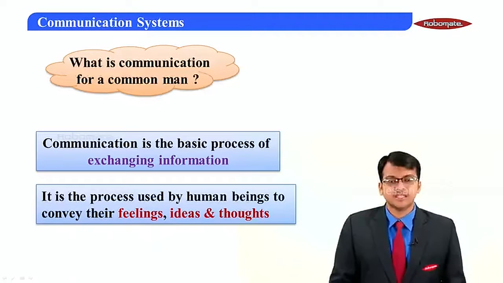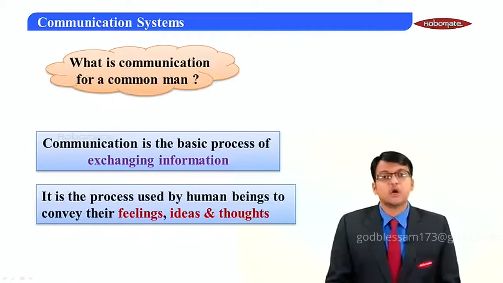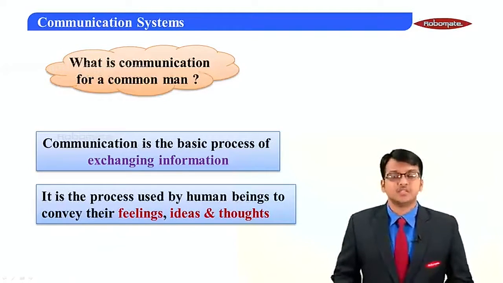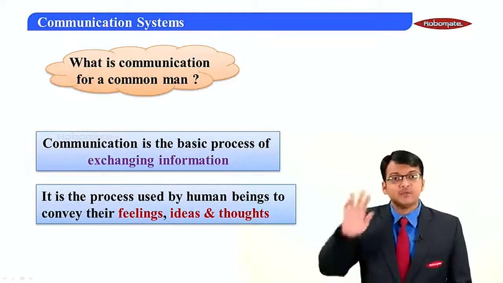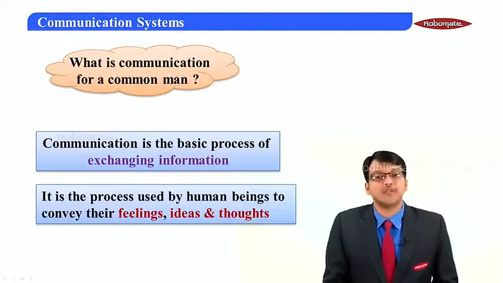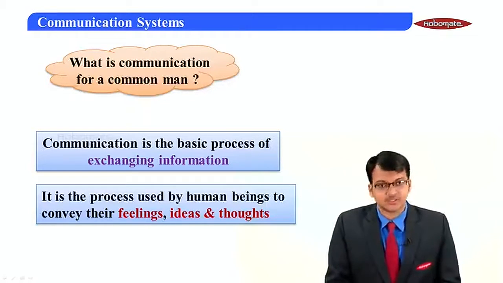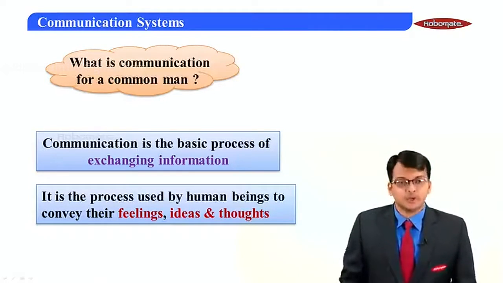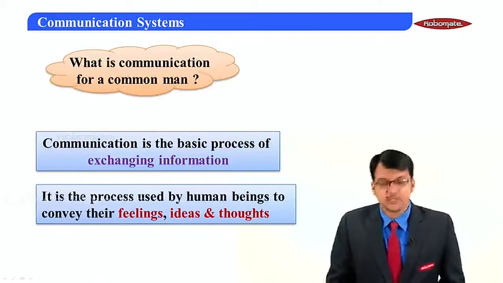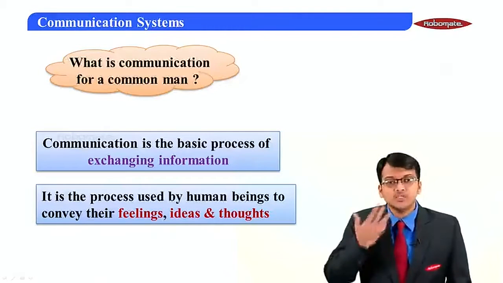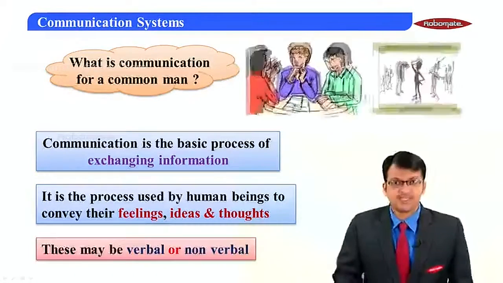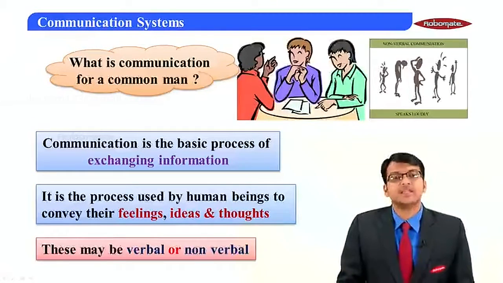Now, when I say exchanging information, it is not mandatory that the information has to be through words. It can be through gestures, it can be through smiles, it can be through waving of hands, right? So exchange of information in human beings can be through feelings, ideas and thoughts. There is a very famous quote that silence is one of the best ways of communication, right? So we can understand that only spoken words are not the information or communication process. Okay, so I can say communication can be verbal, it can be non-verbal.